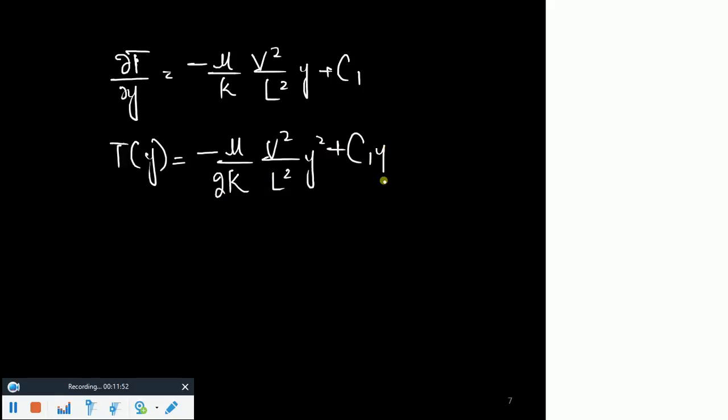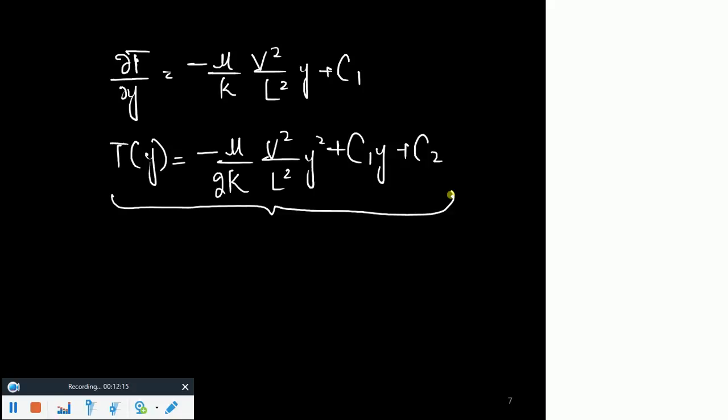And if you integrate it once again, you come up with the temperature as a function of y, and that would be minus mu over k V square over L square y square over 2 obviously. Then you would have C1 y plus C2. So this is how it is. This is the temperature profile within the oil region, or within the fluid region, if you consider Couette flow.